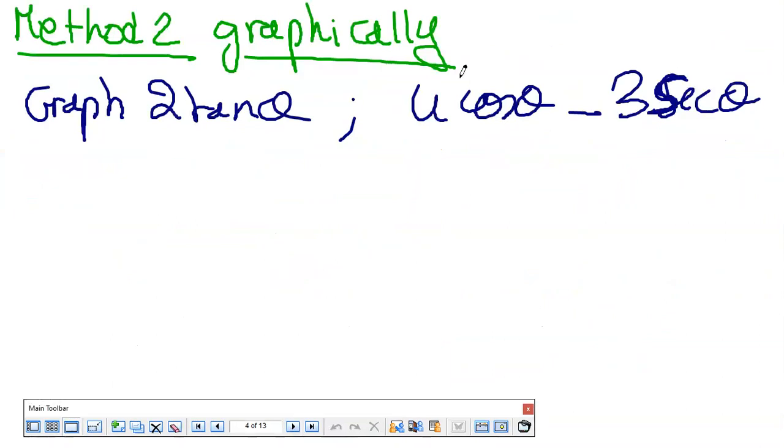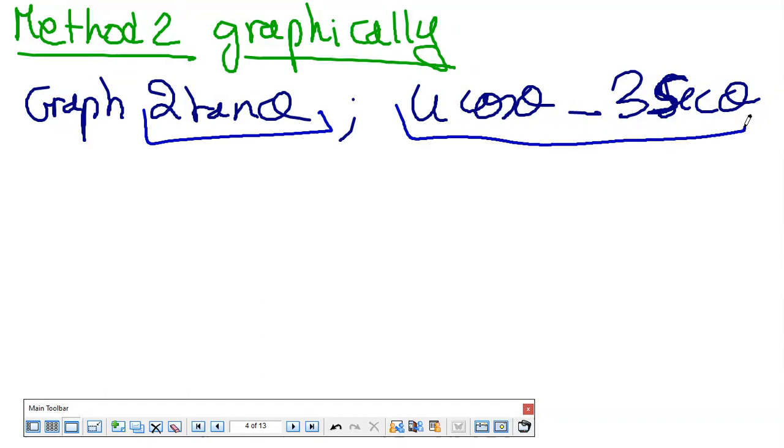Now the second method is graphically. What does it mean graphically? It's easy, we use our calculator. You draw 2 tangent theta, and you're going to draw 4 cosine theta minus 3 secant theta, and then after you draw, you're going to see the intersection, but you will take only the angles between 0 and 2 pi.